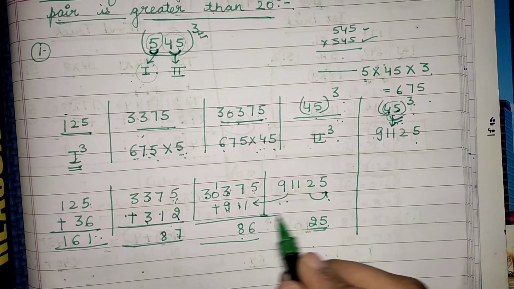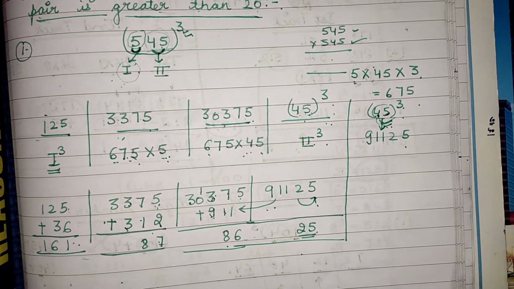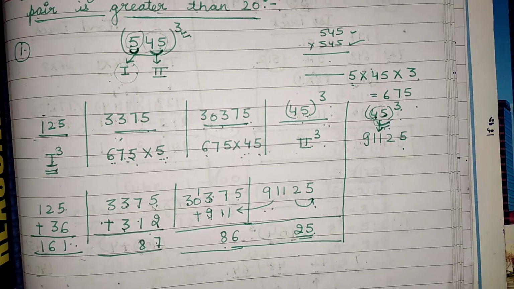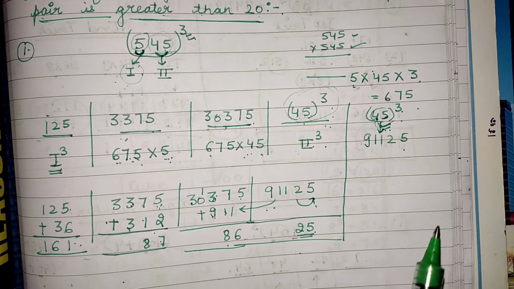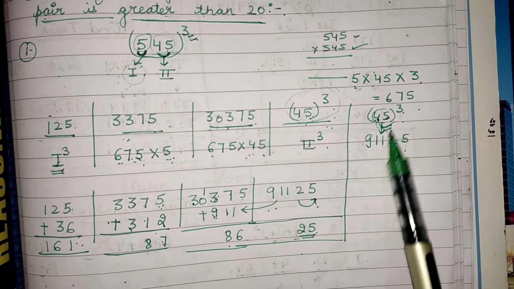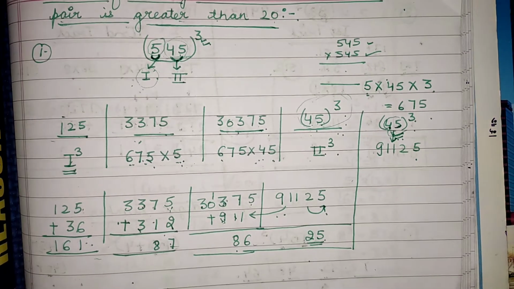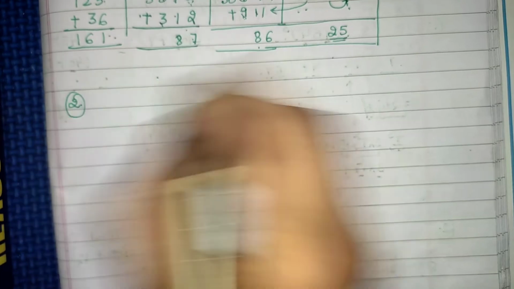Okay, so remember that when the second pair is greater than 20, because till 20 you can learn the values of the cube, but after 20 you cannot learn, because how many values are you going to learn. So after 20 you can use this trick, that again find out the cube of the 2-digit number. Okay, so moving to the second example.